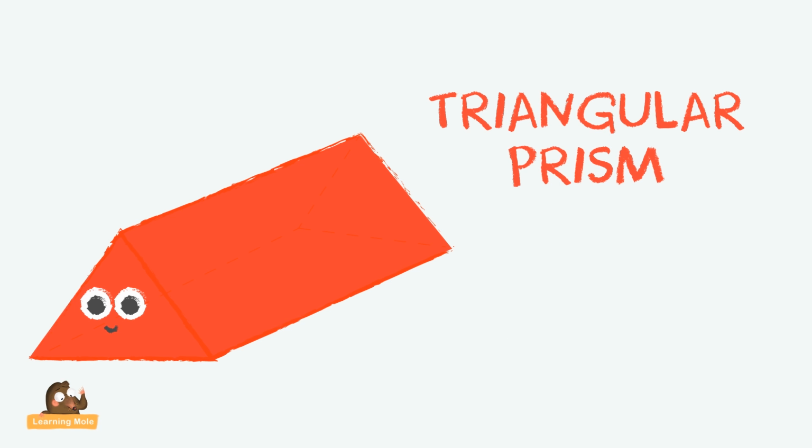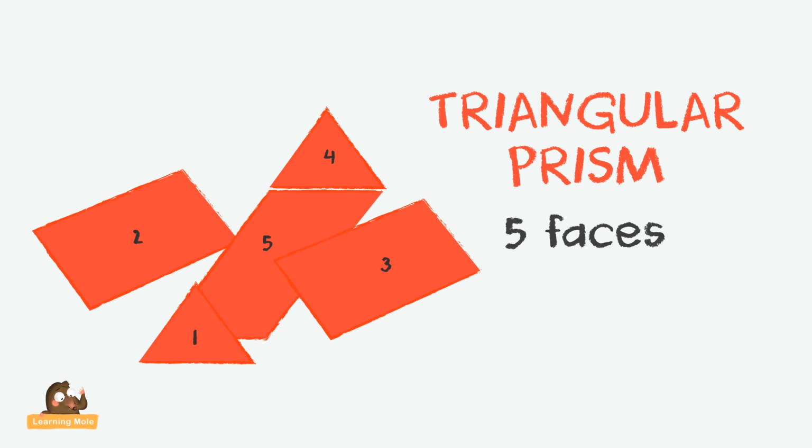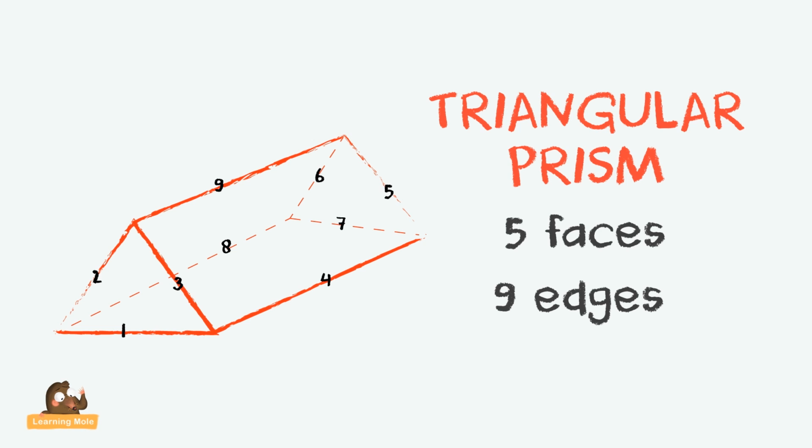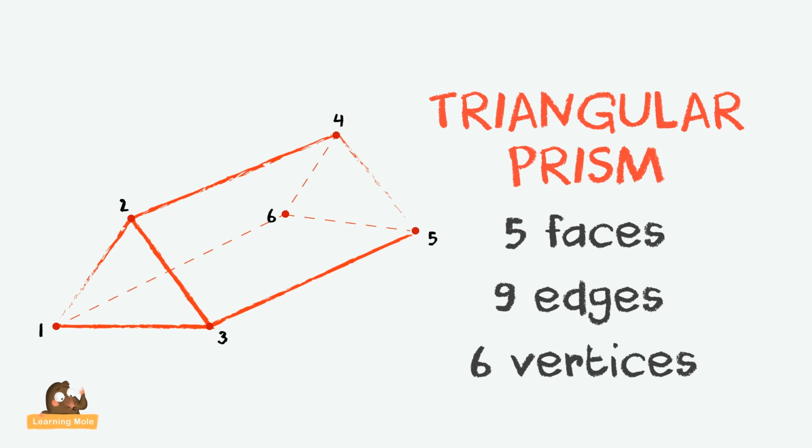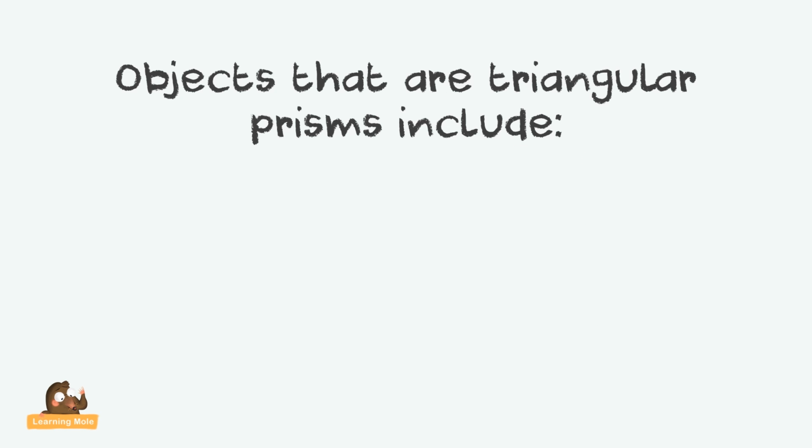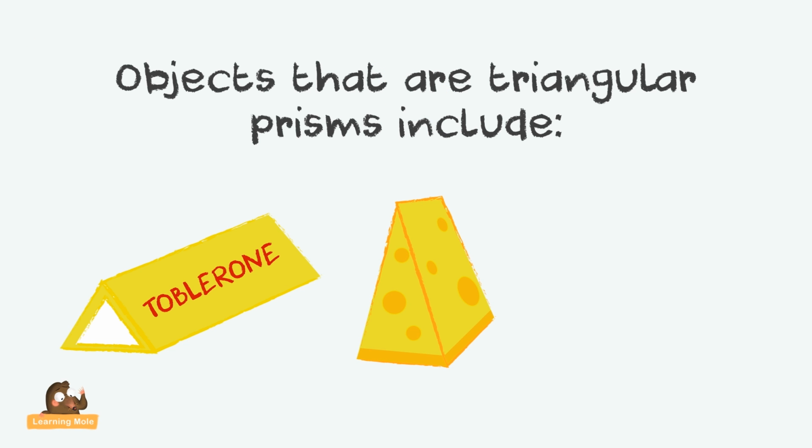Triangular prism. A triangular prism has 5 faces, 9 edges, and 6 vertices. Objects that are triangular prisms include Toblerone, cheese, a tent.